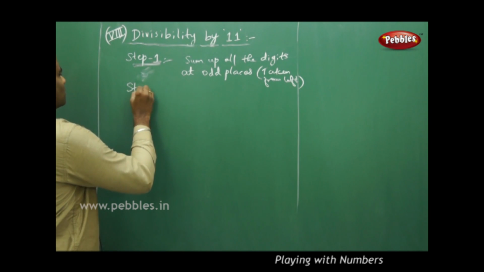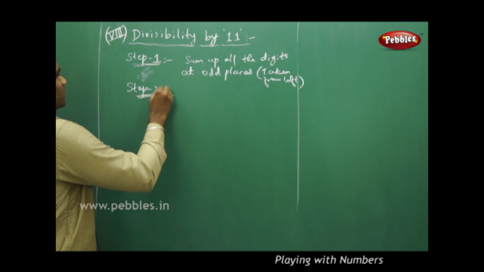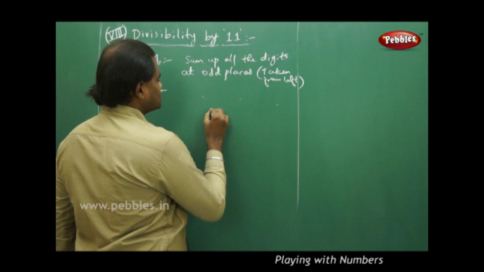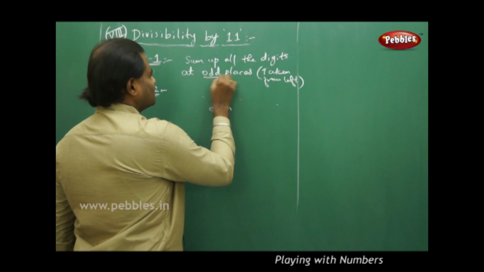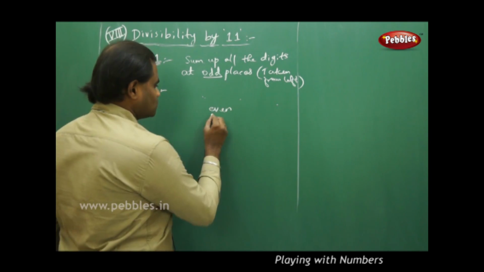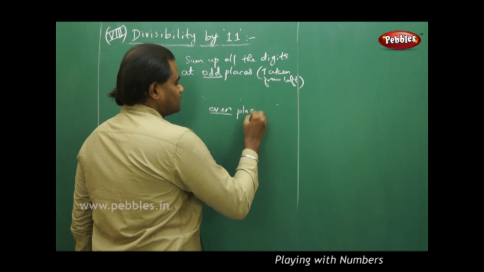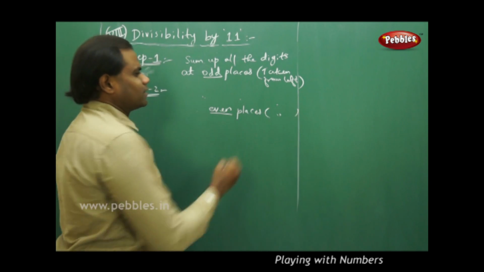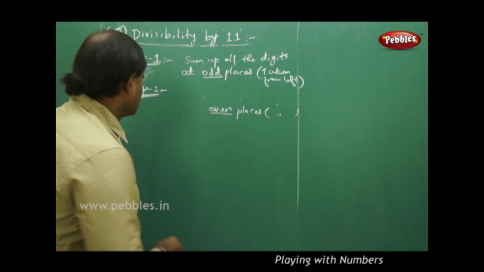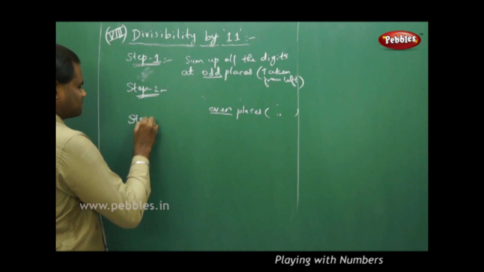Now my step 2 is a similar step, proceeding in taking and summing up all of the digits at even places, where step 1 is taken care of with odd places and step 2 is taken care of with even places, both taken from left. So let's see with an example how we can do that, but let's first understand the steps.